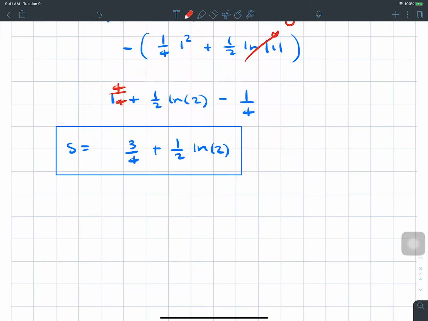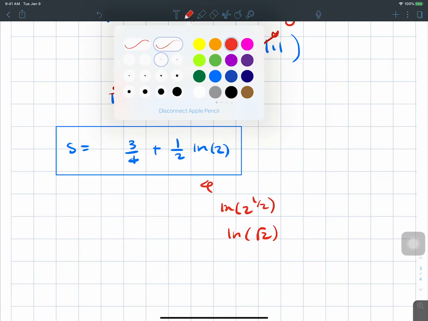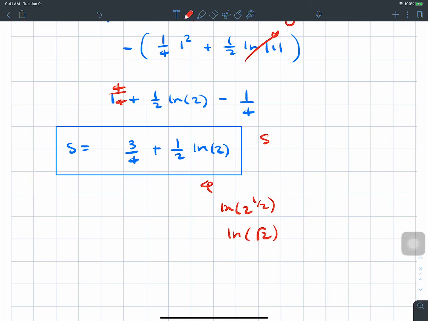And I can make a quick remark here that sometimes you can say, isn't this really, by properties of logs, natural log of 2 to the 1/2, or simply natural log of the square root of 2? And yeah, you can replace that with natural log square root of 2 if you like. So here's an optional answer.